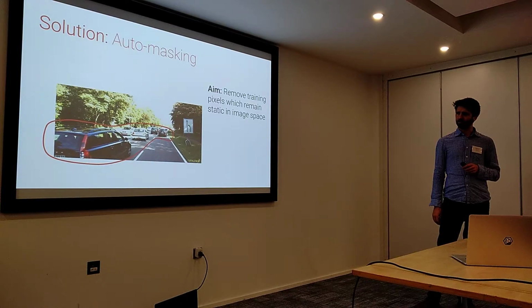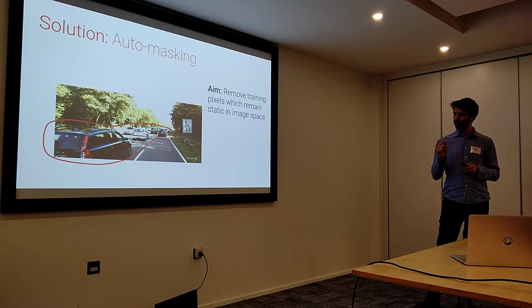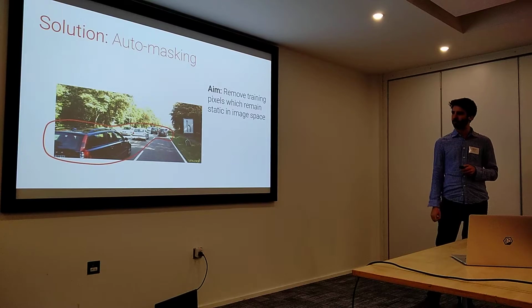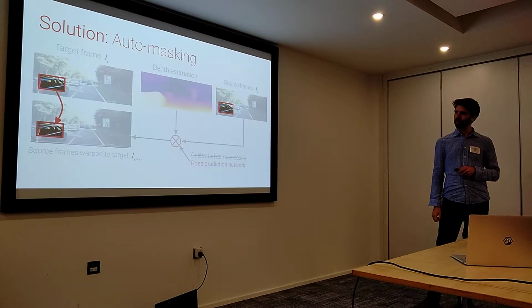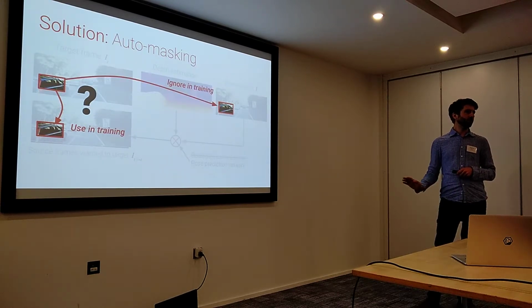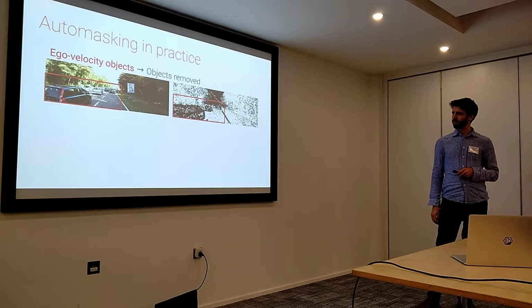And the proposed solution to this is to remove these pixels at training time. People have proposed masks before, but here we just use a very simple observation, which is that these ego-moving pixels tend to be roughly static in the image. So when you come to your loss formulation, you say, if they're roughly similar between your target frame and your source frame, you should probably ignore it. You compare it to your warped source frame, and you say, well, particularly early on in training, if you're more similar to your unwarped source frame than you are to your warped source frame, leave it out of the loss. You can see it in practice here.